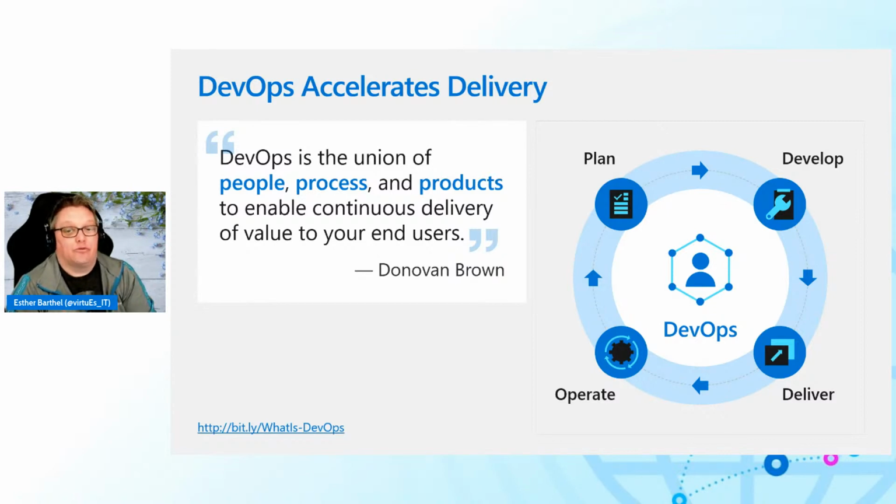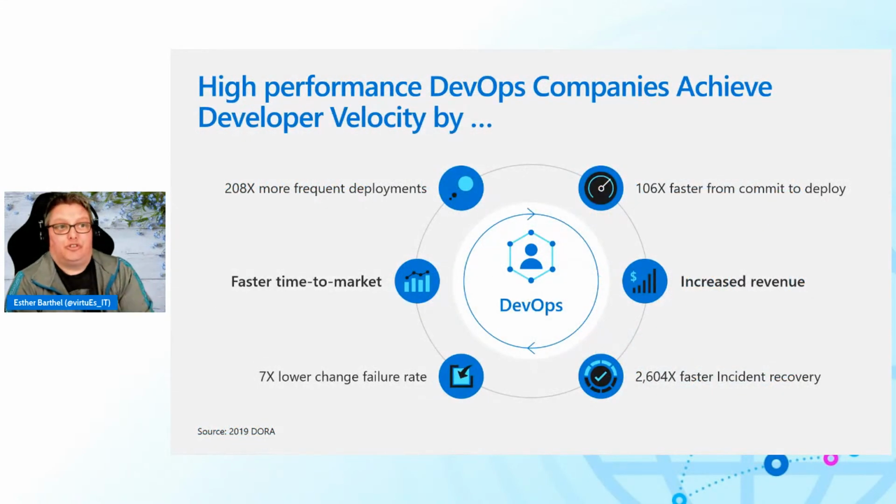So technology plays a key role in executing DevOps strategies. It enables teams to collaborate more efficiently, enhance productivity, and it even facilitates experimentation. So do not fear to fail, because failure will also teach you a lot of life lessons, so to speak. And another key component is automation, and I'll show you in a minute. So studies showed that high-performance DevOps companies achieve developer velocity by having a faster turnaround from commit to deploy, faster incident recovery, a lower chance of failure rates, and definitely more frequent deployments, basically having a faster time to market and resulting in increased revenue.